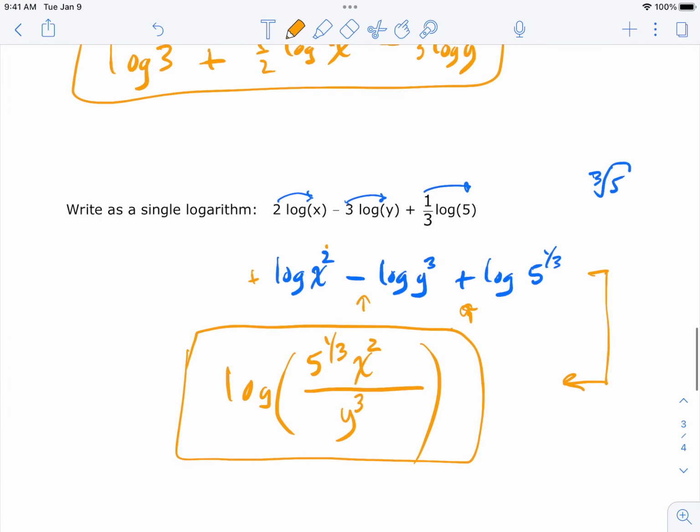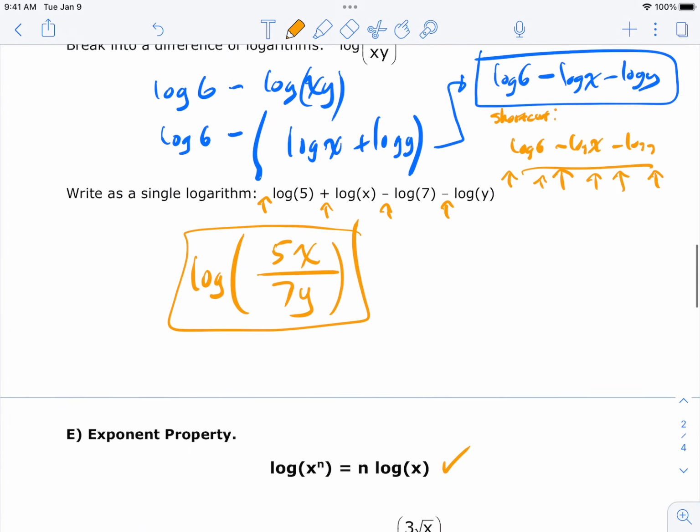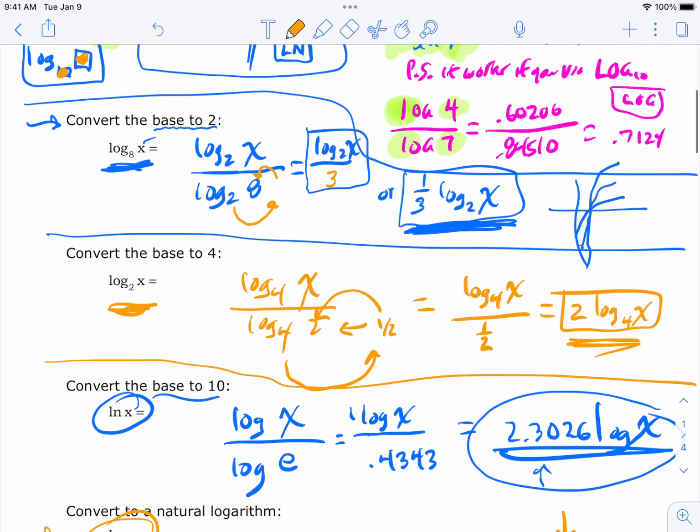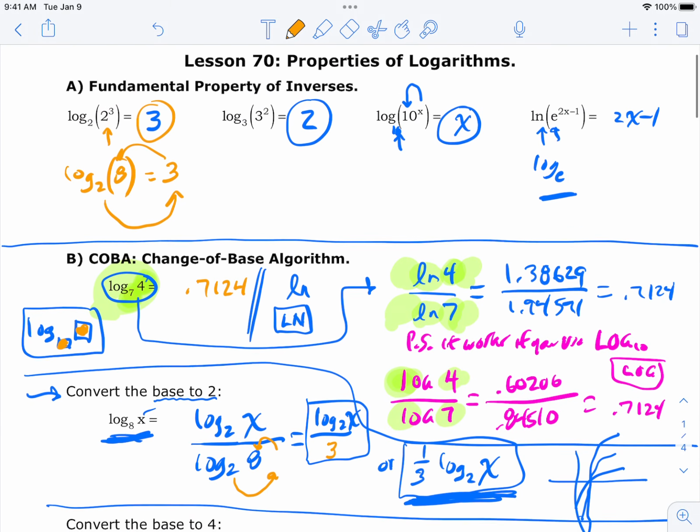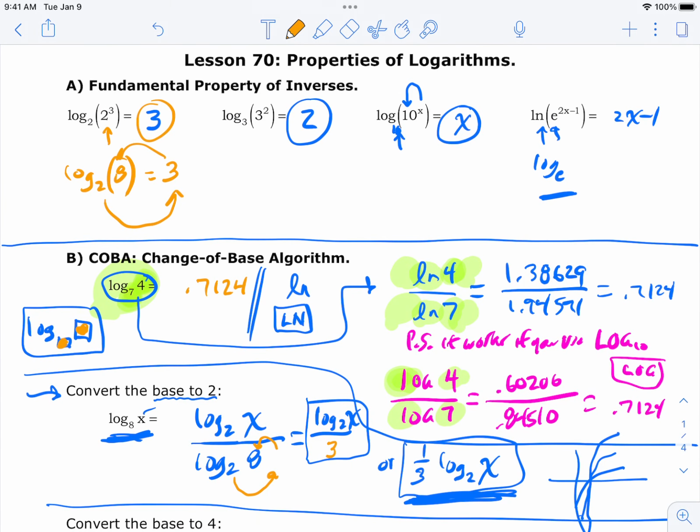And I'm at the end of the lecture already. I can hardly believe it. Okay, well, it takes a little swimming in this stuff to get used to it, but we're going to need these properties a lot in the next lesson, so it's definitely worth the practice.